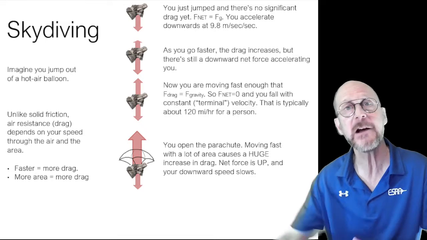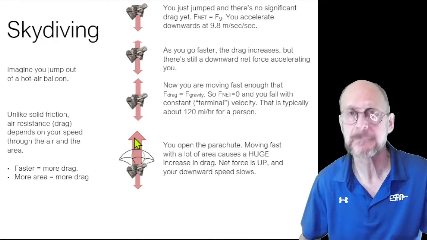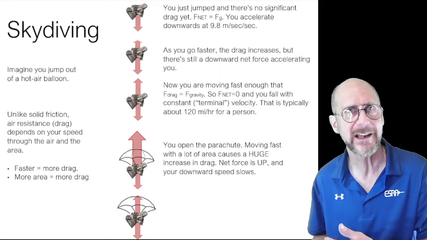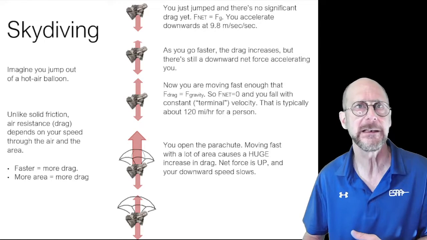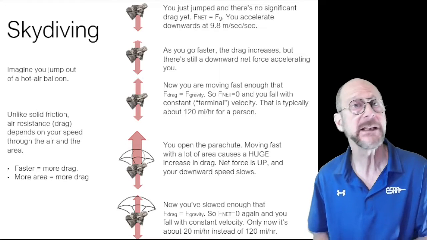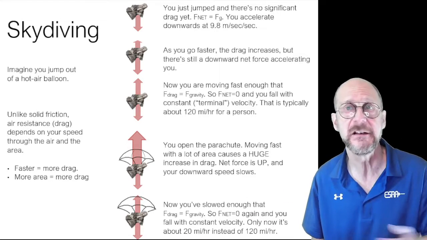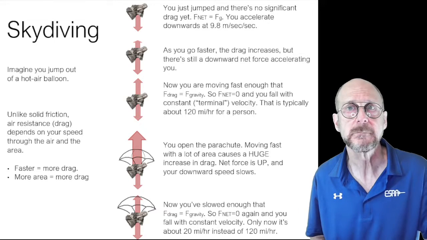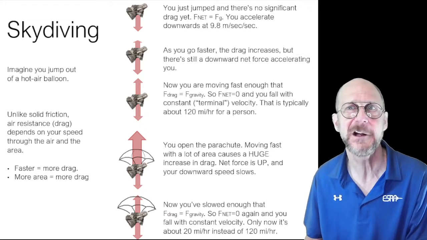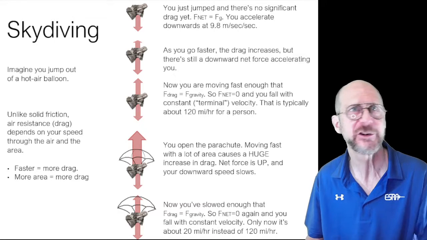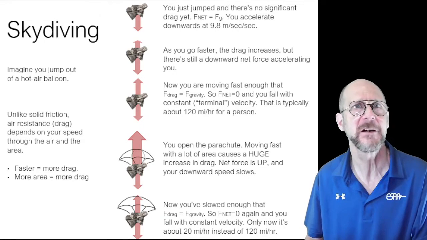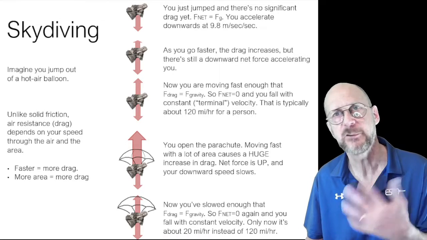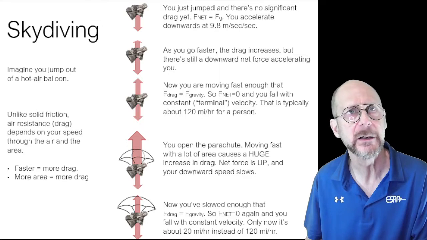And as you slow down, the drag decreases. And you will slow down until the drag equals your weight again. And you're once again falling at terminal velocity. But now with the parachute out, your terminal velocity is about 20 miles per hour instead of 120 miles per hour. So that is the process of skydiving. You reach terminal velocity twice, once without the parachute open and once with the parachute open. It's just that at 20 miles per hour when you land, you don't die.